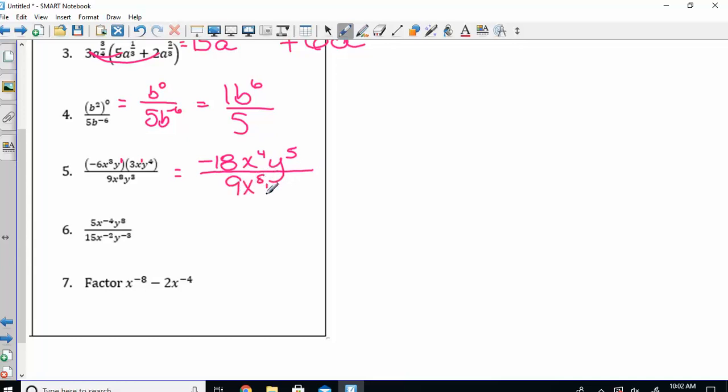There's 9. X to the 8th, y to the 3rd. So now if we reduce, negative 18 divided by 9. Okay, do we have more x's on top or bottom? So it ends on the bottom. 8 minus 4 is 4. Will the y's be on top or bottom? Okay, and 5 minus 3 is 2. Just a couple more of these.